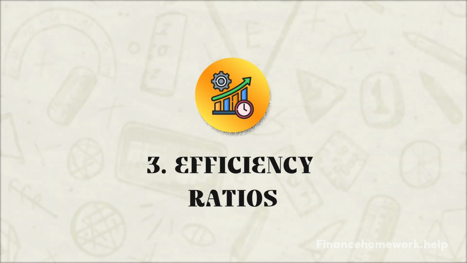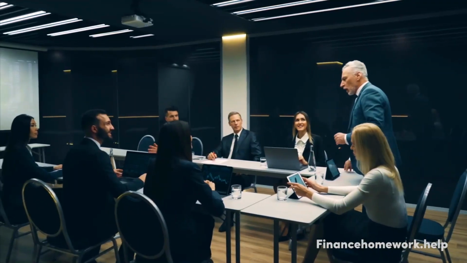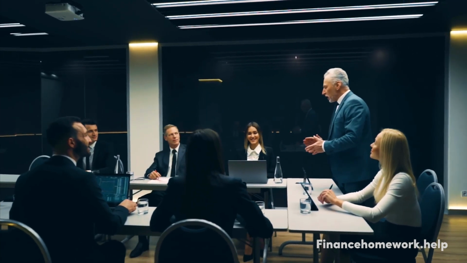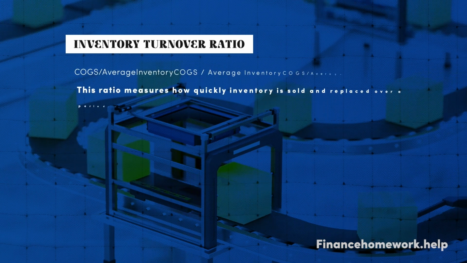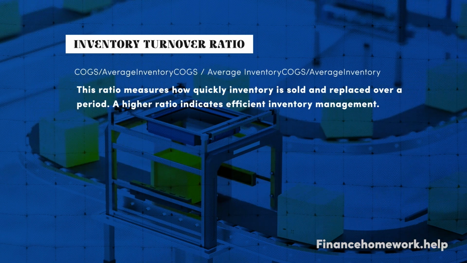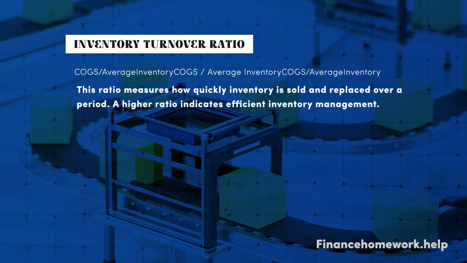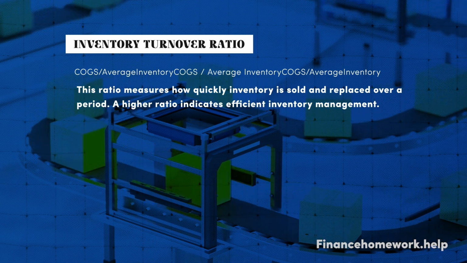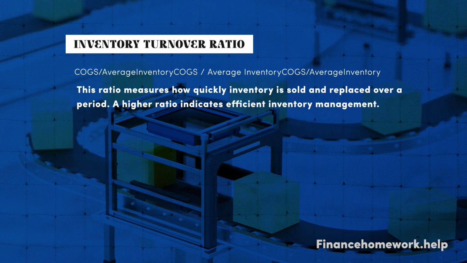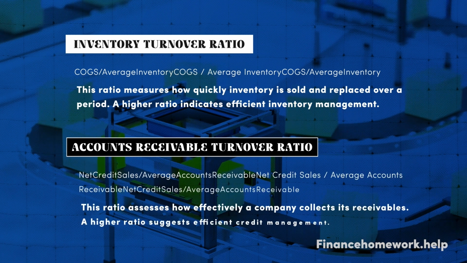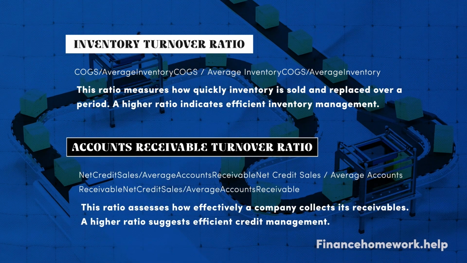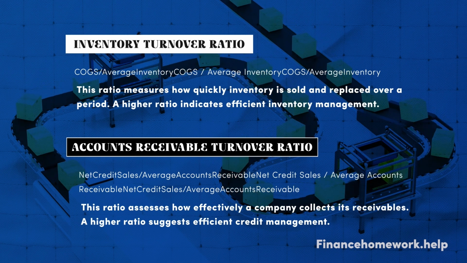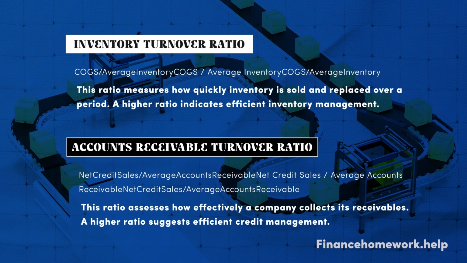3. Efficiency ratios. Efficiency ratios evaluate how effectively a company utilizes its assets and liabilities. Key efficiency ratios include inventory turnover ratio. This ratio measures how quickly inventory is sold and replaced over a period. A higher ratio indicates efficient inventory management. Accounts receivable turnover ratio. This ratio assesses how effectively a company collects its receivables. A higher ratio suggests efficient credit management.